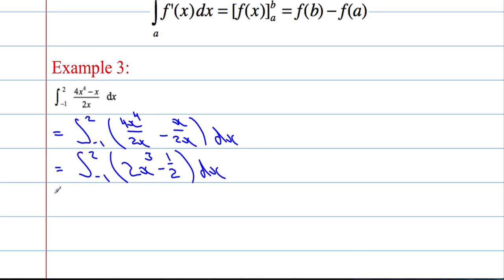Okay, so I will be the integral, and open the bracket. So integrating 2x cubed, increase the power of x by 1, multiply by 1 over that power. So 2 times 1/4 is 1/2. And when we integrate -1/2, we get -1/2x. Okay, we're going to integrate this between -1 and 2.